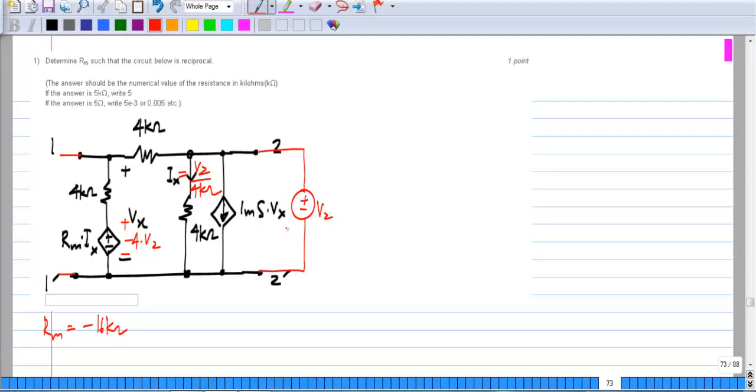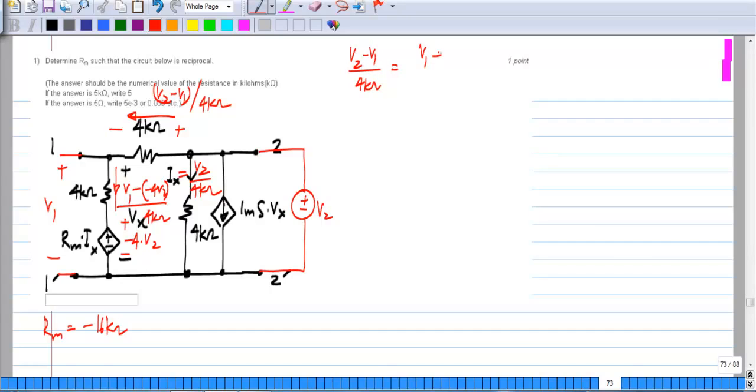So now we have to find V1. We know that the current flowing this way is V2 minus V1 divided by 4 kilo ohms, and the current flowing that way is V1 minus the voltage at this point, which is minus 4 times V2, divided by 4 kilo ohms. Okay. So V2 minus V1 by 4 kilo ohms equals V1 plus 4V2 by 4 kilo ohms.